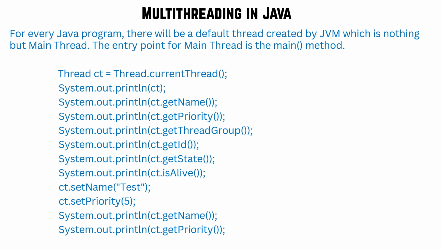By default, there will be one thread available which is called the main thread. For every Java program, there will be a default thread created by the JVM, which is nothing but the main thread. The entry point for the main thread is the main method. Let's see the main thread.